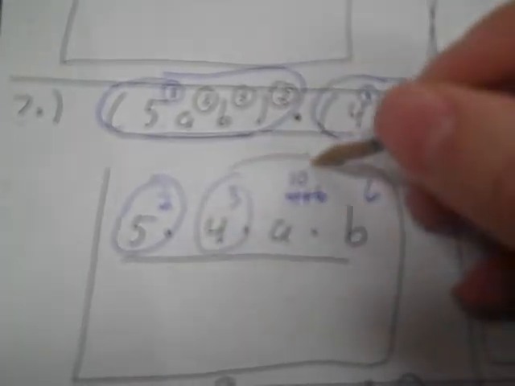Now here are my factors: 5 to the second, 4 to the third, A to the 10th, B to the 6th. Some of those we can simplify. 5 to the second would be 2 5s cloned, and that would give me 25. So I replace 5 to the second with 25. 4 to the third, that would be me cloning 3 4s, and that would be equal to 64. So 4 to the third becomes 64.